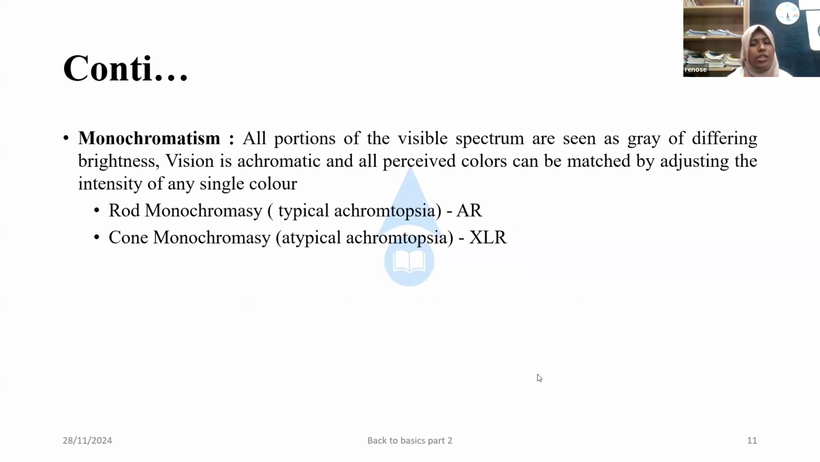Monochromatism: all portions of the visual spectrum are seen as gray of differing brightness. Vision is achromatic and all presented colors can be matched by adjusting the intensity of any single color. Rod monochromatism, typical achromatopsia, autosomal recessive, and cone monochromatism, atypical achromatopsia.